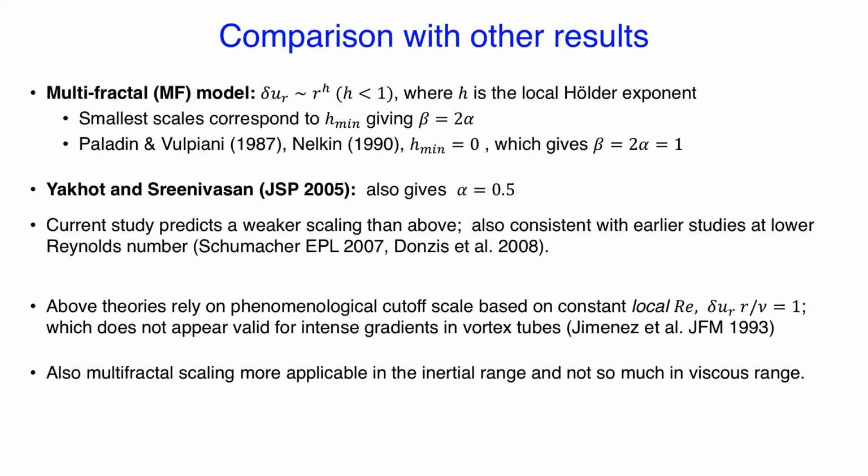So briefly, to compare with some of the other results in literature, there are only a couple as far as we could find. One comes from the multifractal formalism, which essentially assumes the velocity increment is Holder continuous with some local Holder exponent h, and then the smallest scales can be obtained by corresponding to the roughest Holder exponent, which is h min. That basically gives a relation of beta equal to 2 alpha, which is a bit different from what we had. We had alpha equal to beta minus half.